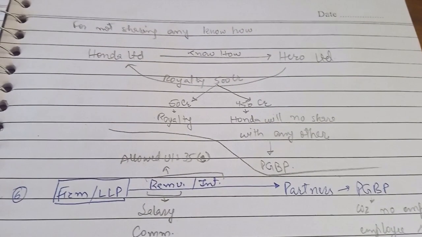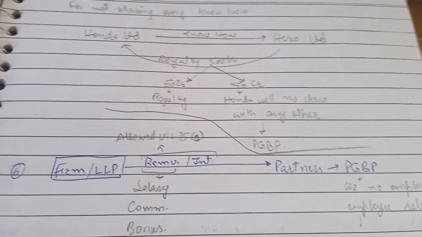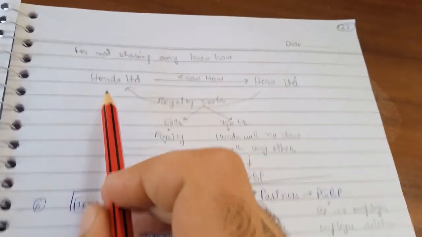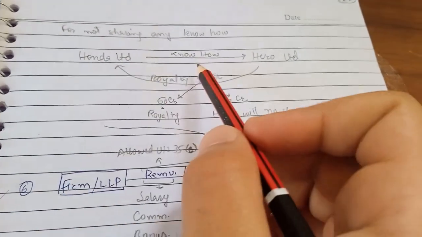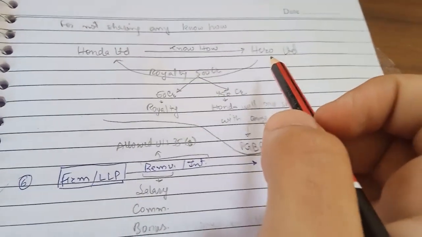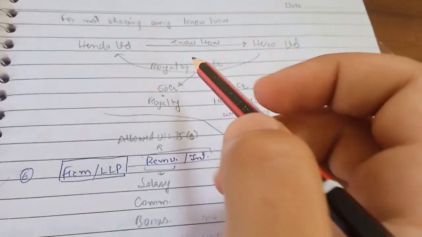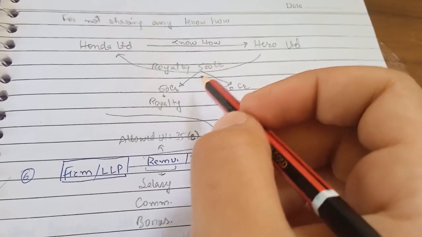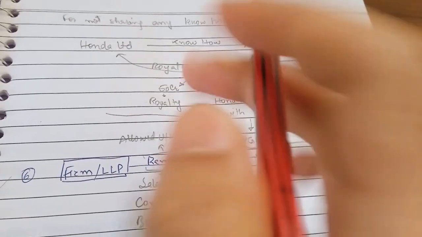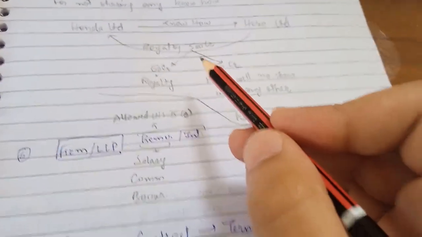Similarly, there is another thing called for not sharing of any know-how. It's also included in non-compete fees. An example is simple, where let's say Honda Limited is giving some technical know-how to Hero Limited to manufacture bikes. For this, Hero Limited is making a payment of 500 crore to Honda Limited, but out of this 500 crore, the 50 crore represents royalty, and it will be treated in some other chapter.